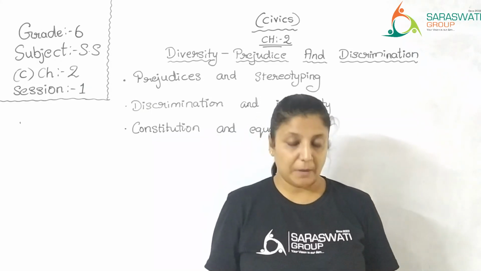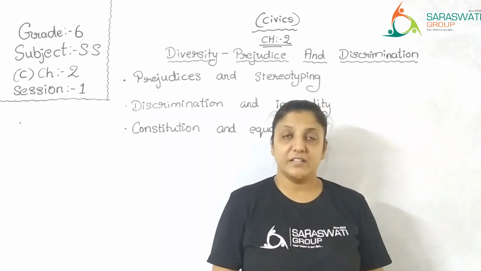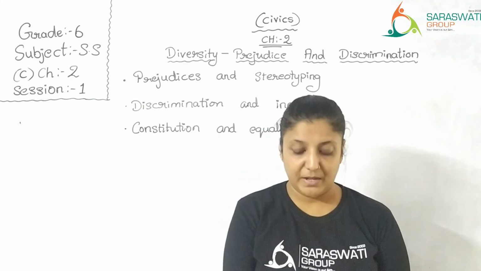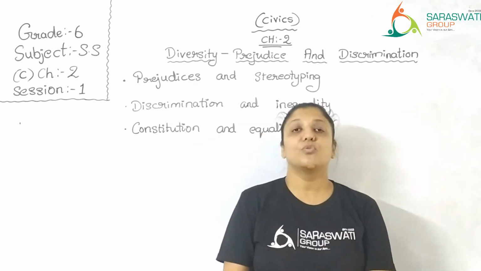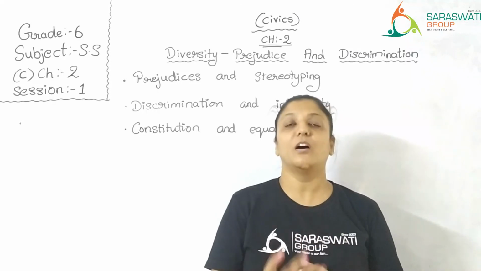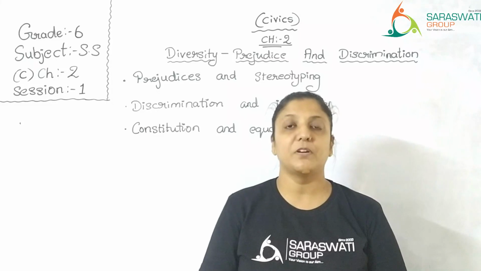So this is the chapter related to prejudice, discrimination, which is prevailing in the society today, and how we can come over it. It is only by our own effort that we can come over it. Here we have come to the end of this chapter.